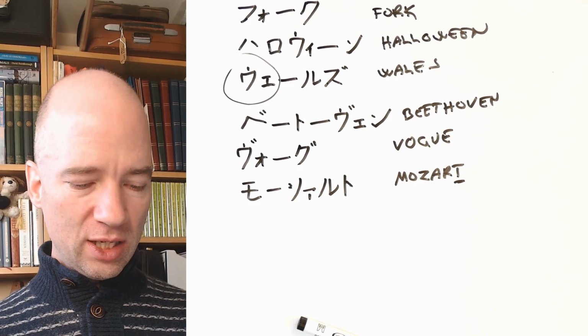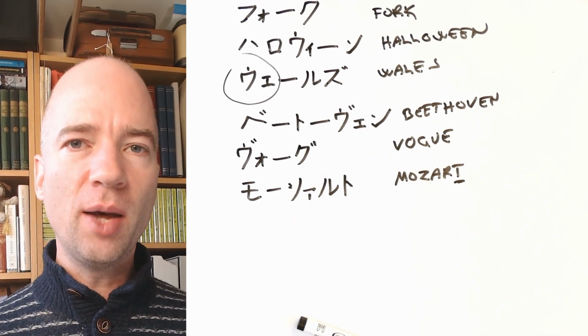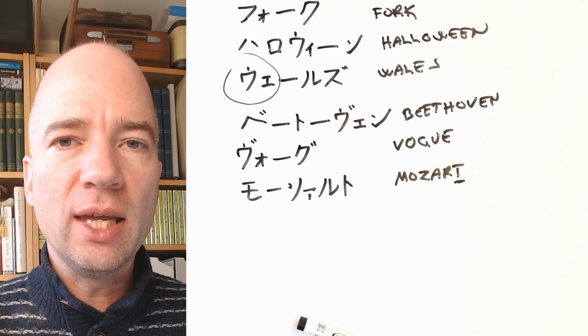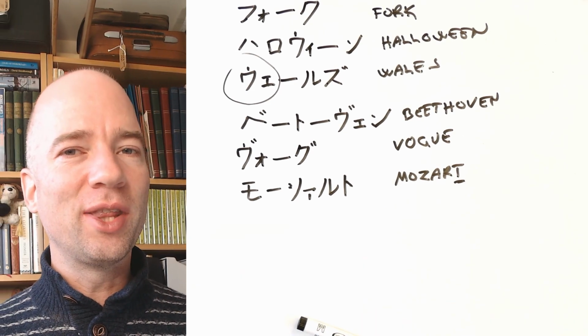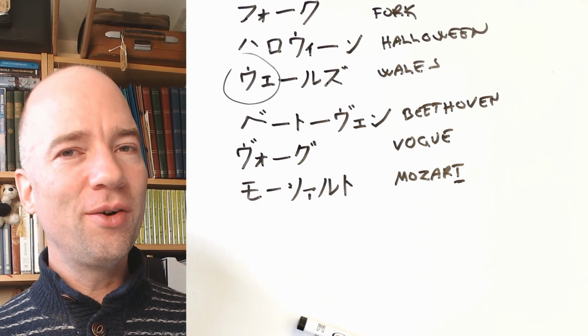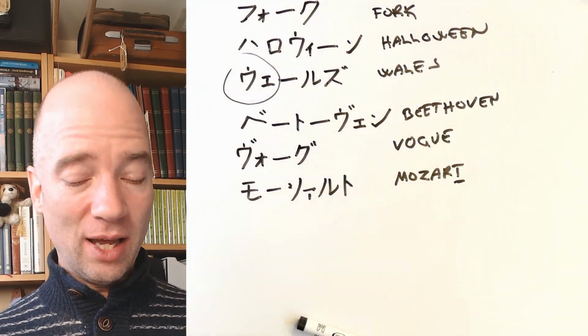Now I want to do more of these, but this is quite a long episode already, so I'm going to do a second episode of these. So I'll leave it for now, and I'll get back to you in the next episode with more examples of foreign words in Japanese and names as well.